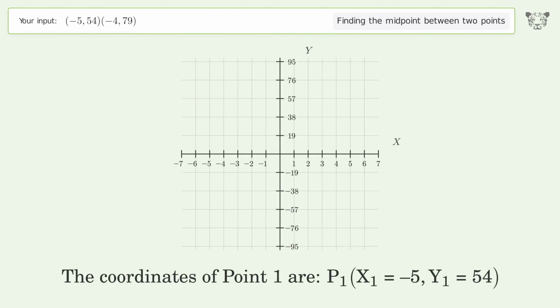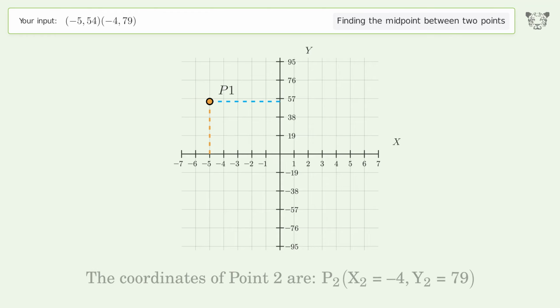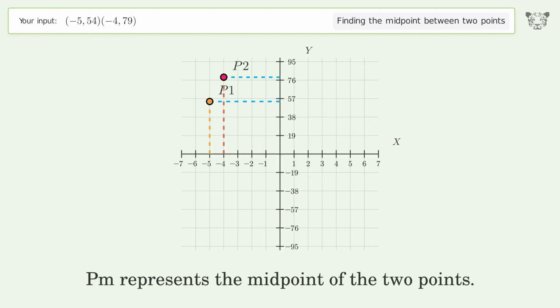The coordinates of point 1 are x1 equals negative 5, y1 equals 54. The coordinates of point 2 are x2 equals negative 4, y2 equals 79. PM represents the midpoint of the 2 points.